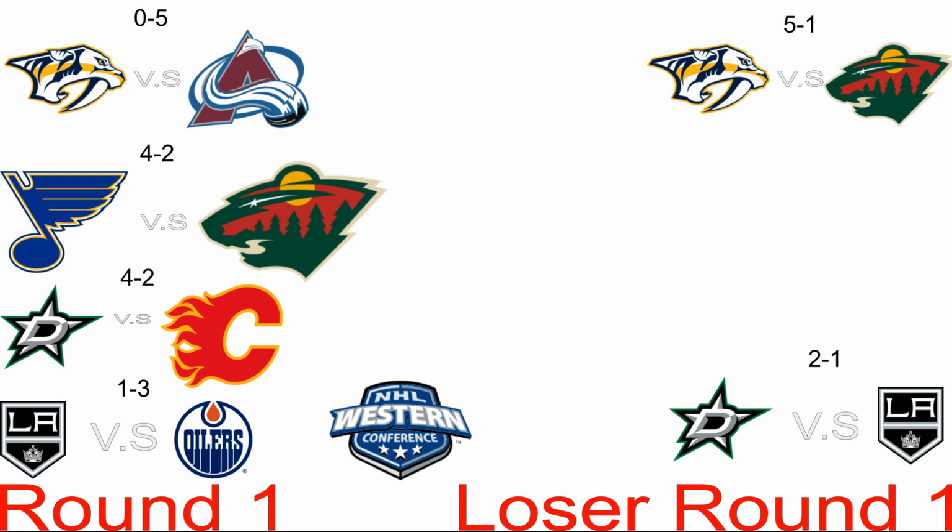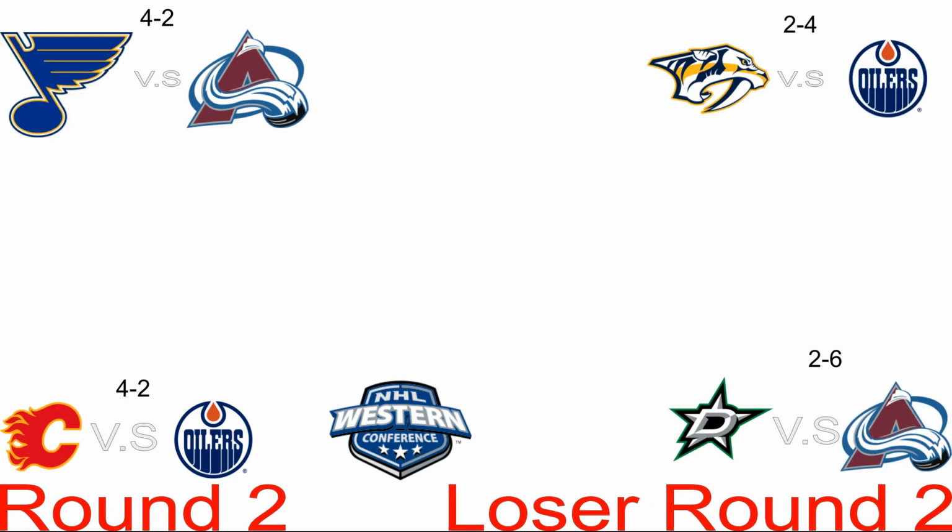Alright, so we begin the Western Conference in very interesting matters. First up, we have Colorado defeating Nashville 5-0. That's obvious. Then we have St. Louis defeating Minnesota, 5-4. Calgary defeats Dallas, and Edmonton defeats Los Angeles. Then on the losers bracket, we have Nashville defeating Minnesota and Dallas defeating Los Angeles. What more can I say?